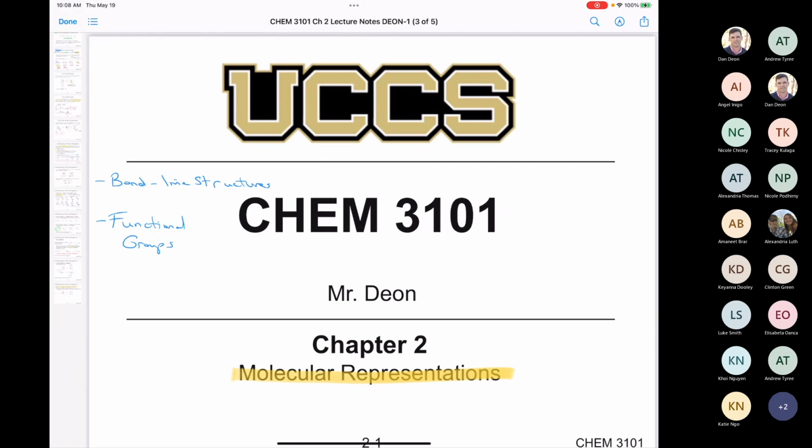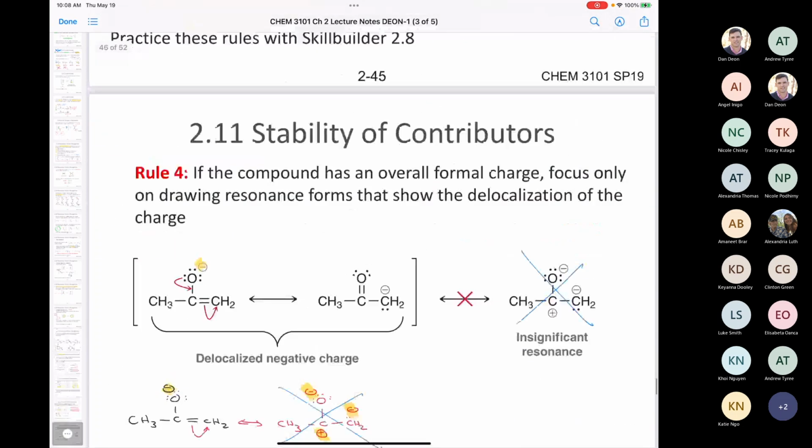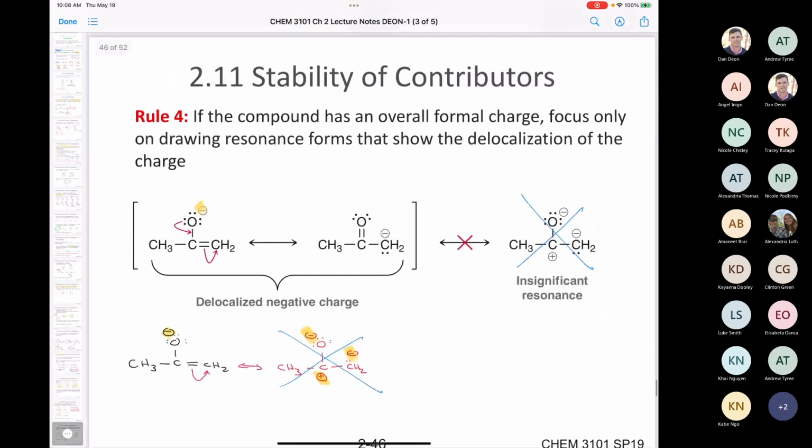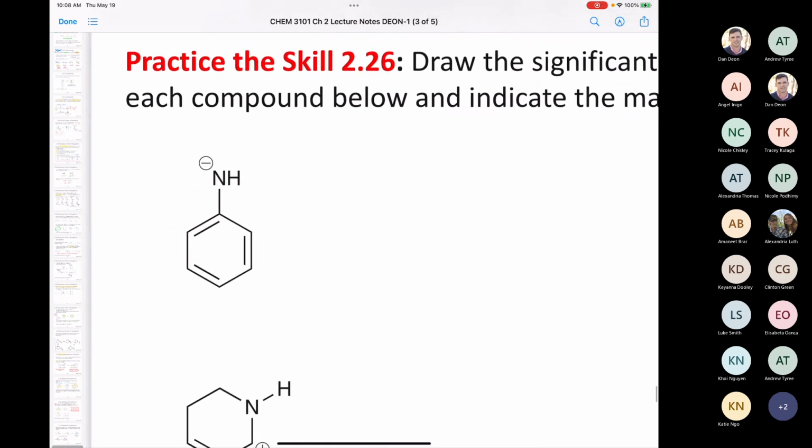Somewhere around here. Oh, no, we were past that. Okay, so you want to avoid making charges just for the hell of it, so to speak. Okay, with all that in mind, it says draw the significant resonance forms of each compound and indicate the major resonance form. Well, let's take a look at this first one here.